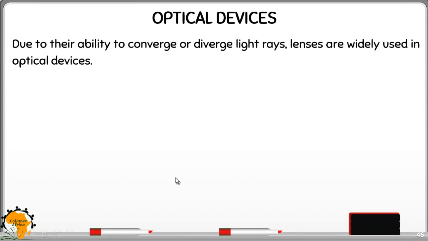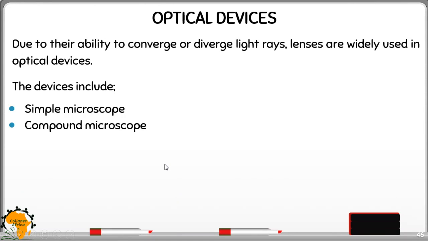From there we move to optical devices. We are going to look at three of them. We have the simple microscope, the compound microscope, and the camera. We start with the camera.